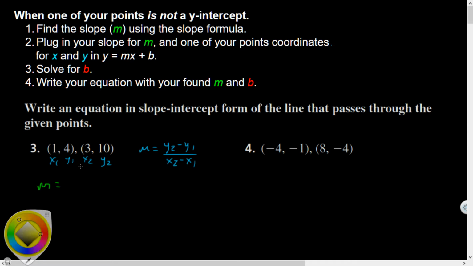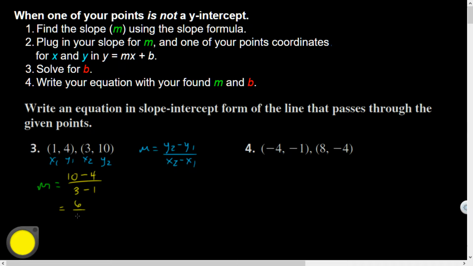So I plug it in. y2 is 10, minus y1 is 4, over x2 is 3, minus x1 is 1. 10 minus 4 is 6, 3 minus 1 is 2, and what is my new m going to be? That reduces. What is 6 divided by 2? 3, or 3 over 1 if I want to think explicitly in terms of rise over run. So I just found my slope. Step 1 is done.